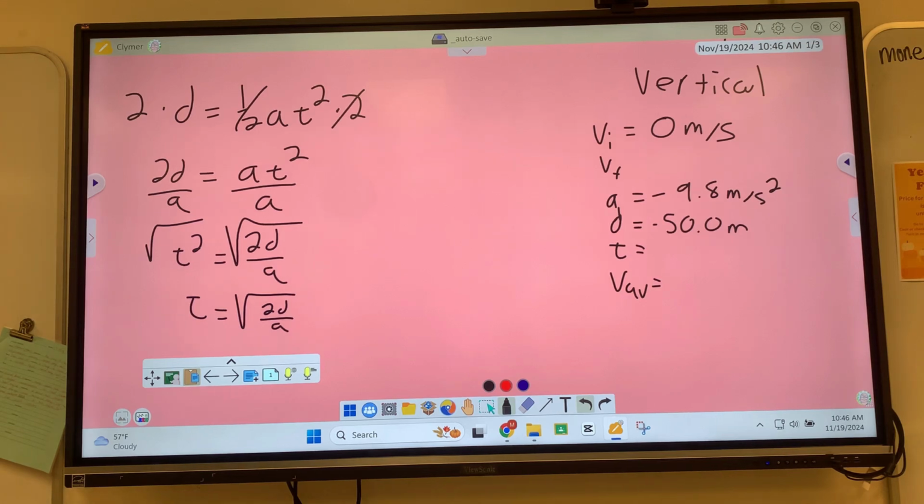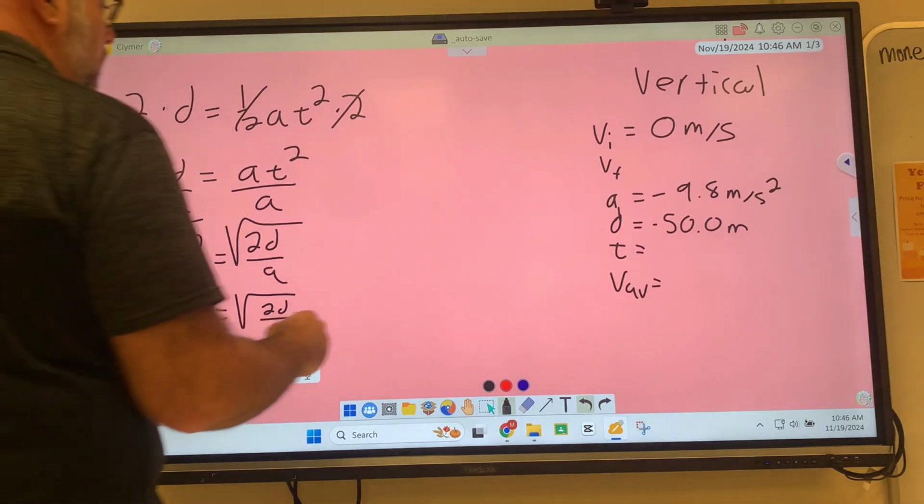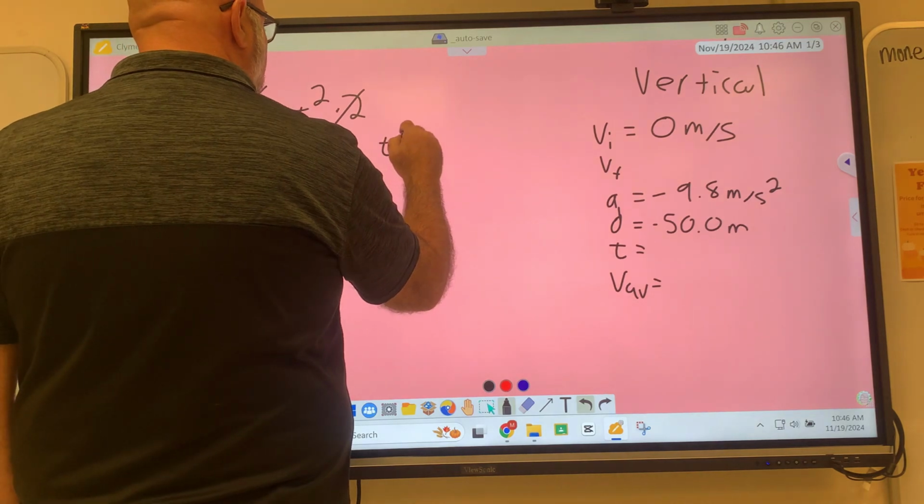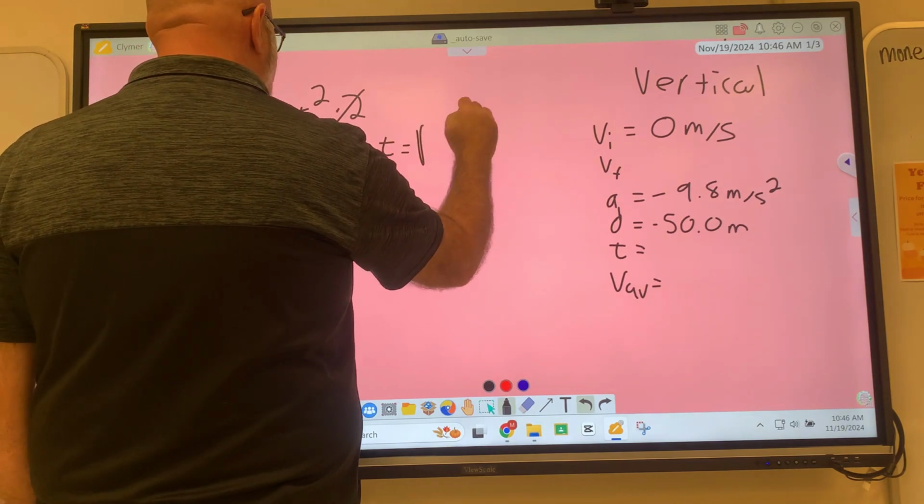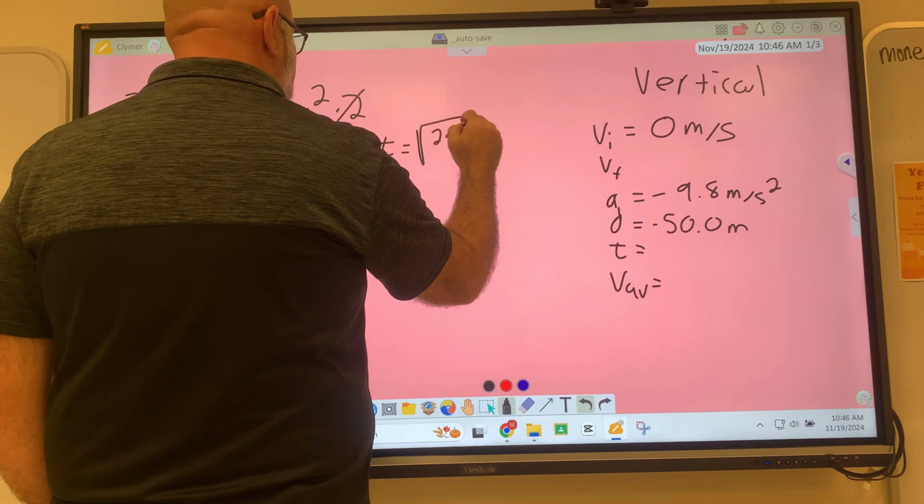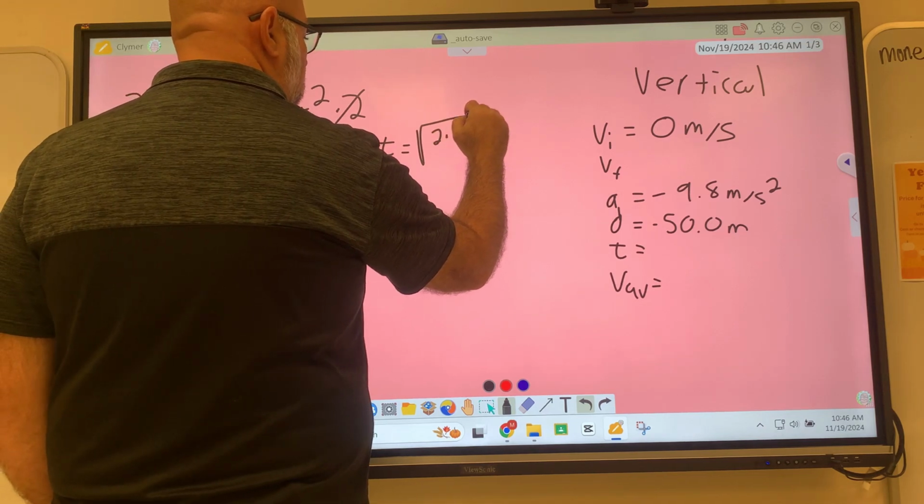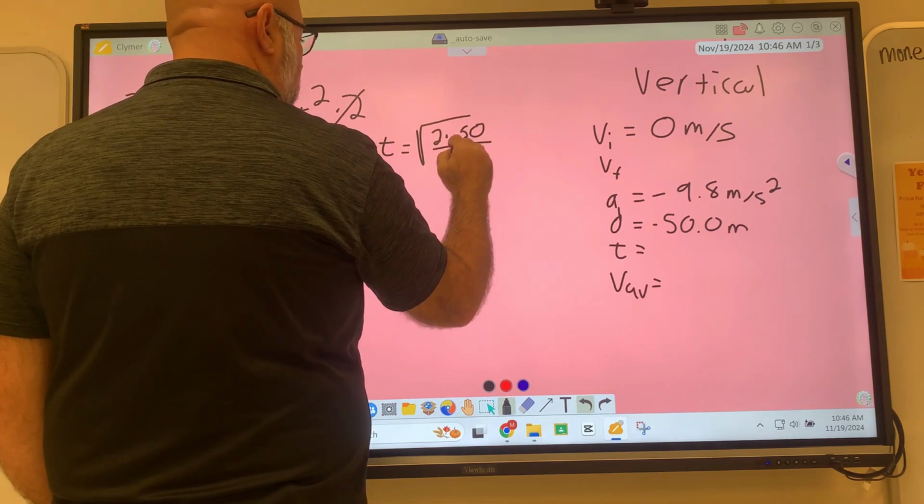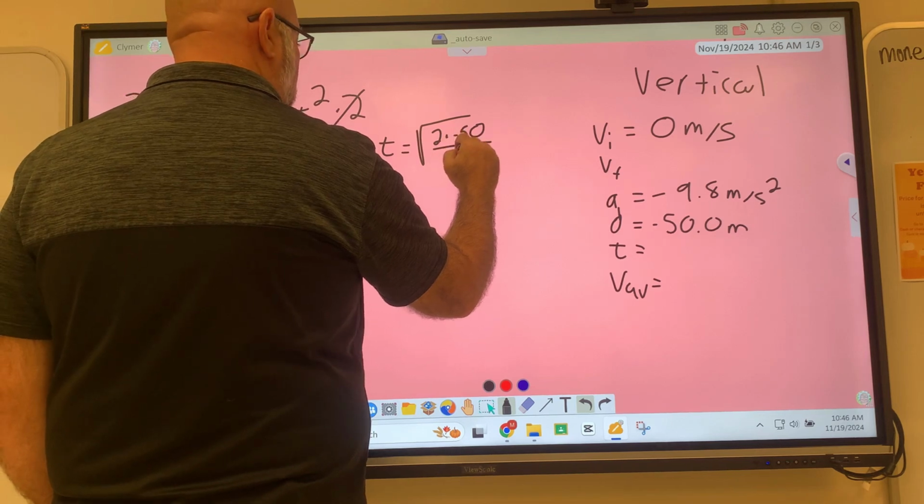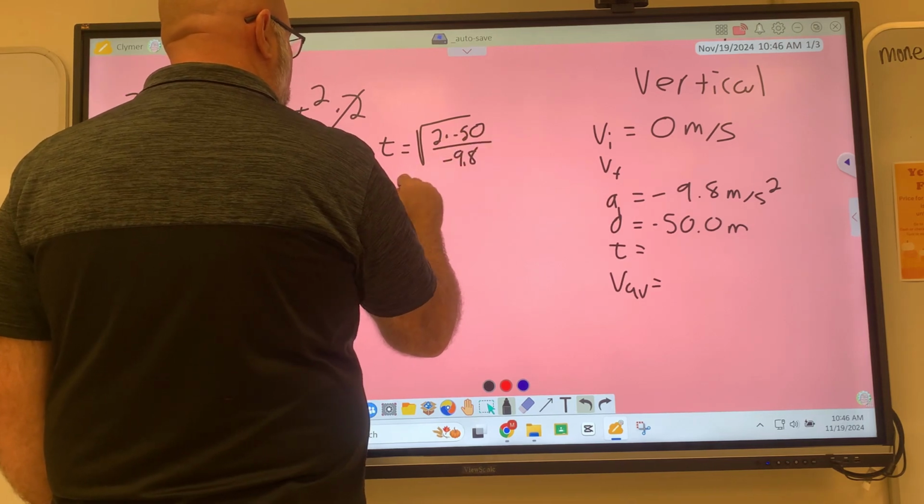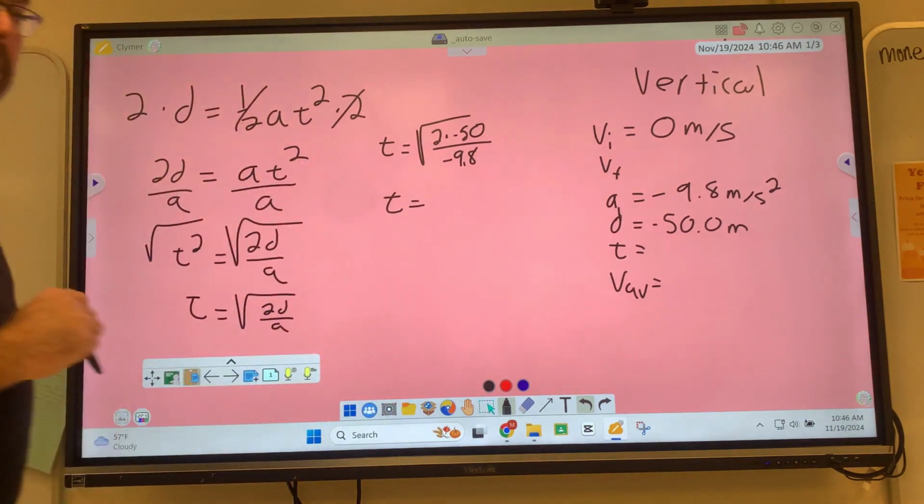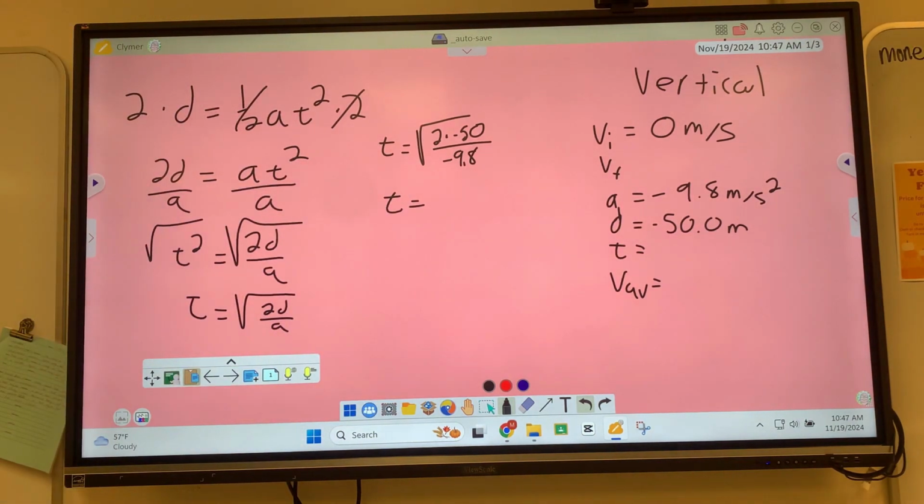So now I just plug it in. I got a little bit of space over here. Time equals the square root of 2 times the distance, which was 50, divided by negative 9.8. Time equals, anybody got a calculator? 3.19.